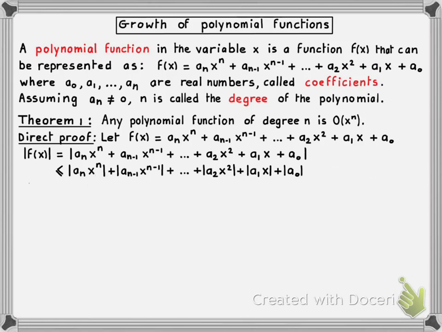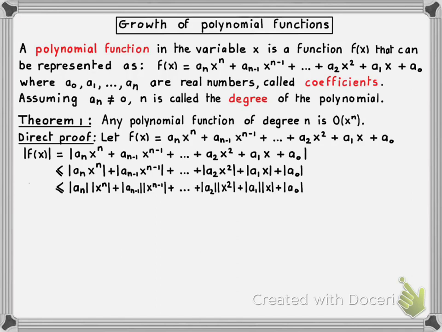So in conclusion, what we can infer from that is that each one of these terms is less than or equal to the product of 2 absolute values. Let's write this down. Now notice for the big O relationship to be proved, we need to upper bound f of x by x to the power n times a constant.